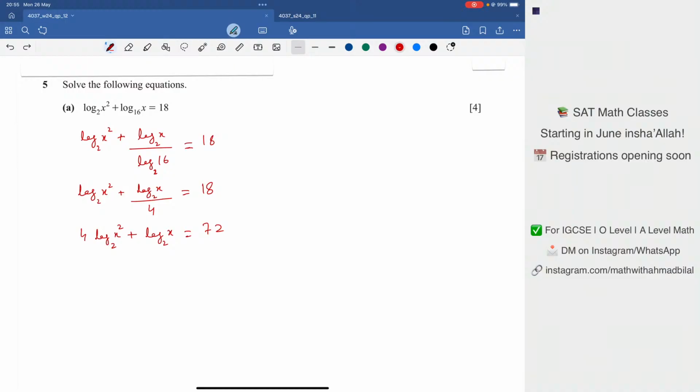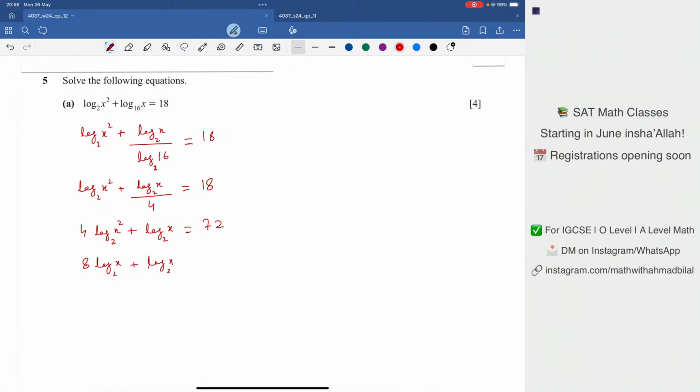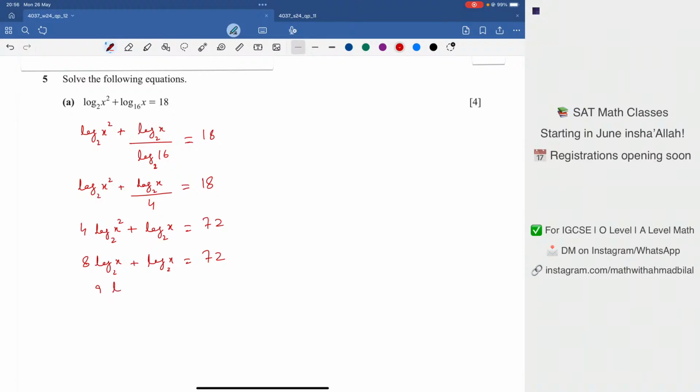But now, if we want to simplify this, we could just bring this power here, multiply it by 4 using the power law. So it becomes 8 log of x base 2 plus log of x base 2, that equals 72. These are the same terms now. 8 plus 1, that's 9. So we've got 9 log of x base 2 equals 72. Divide on the other side, 72 divided by 9, that is 8.